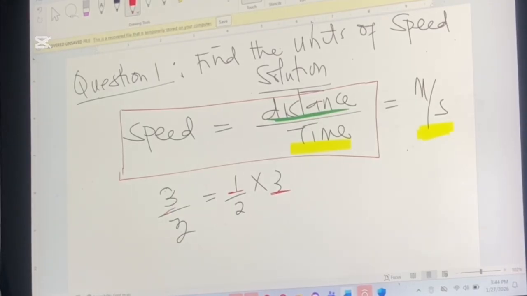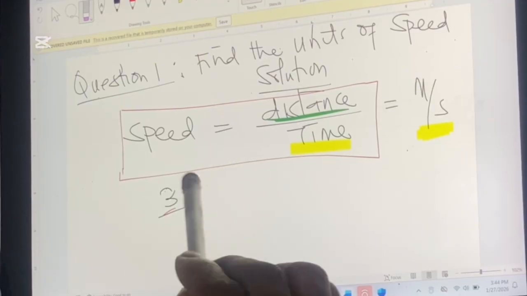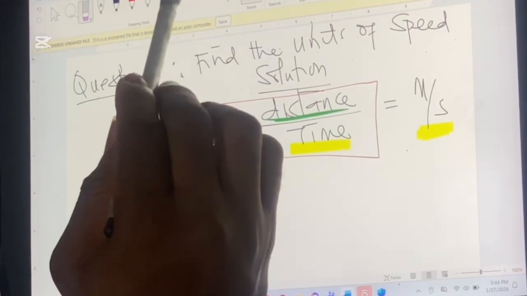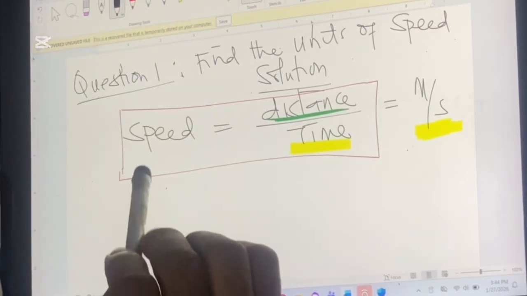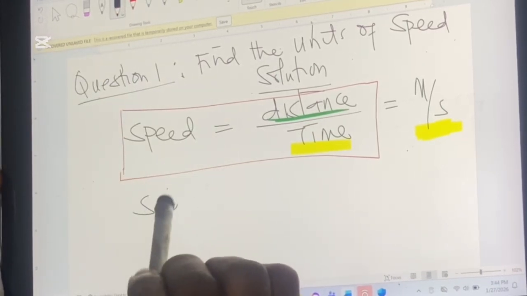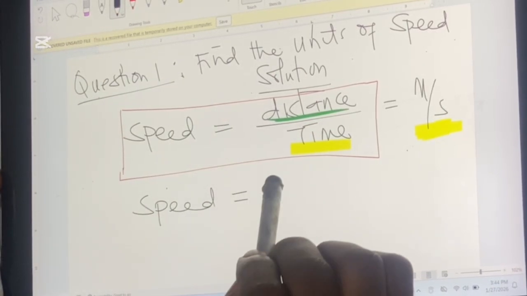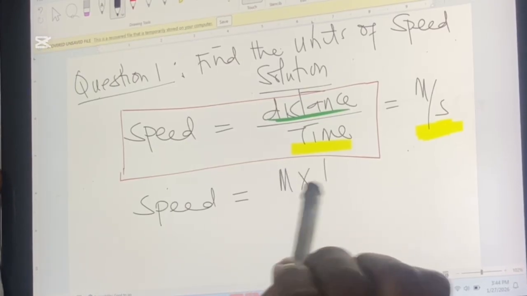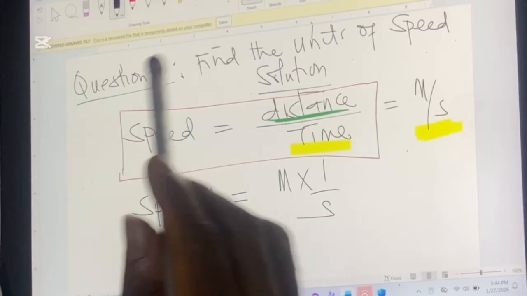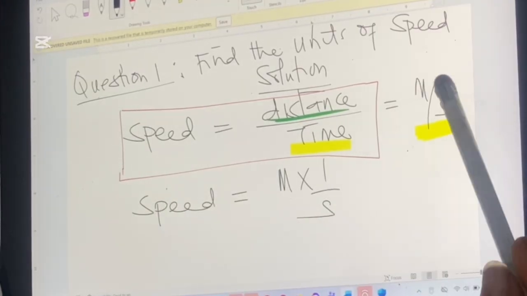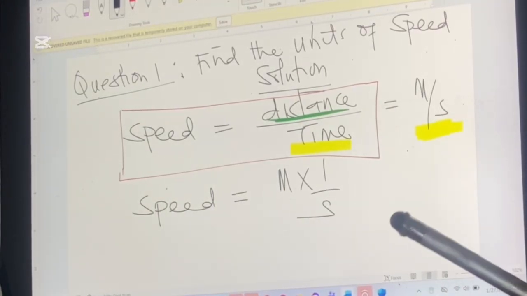Please take note. So expressing this here, that means speed is equal to meter times 1 over seconds. Please take note. So this is the same thing as meter times 1 over seconds will give us meter over seconds, which is this one here.